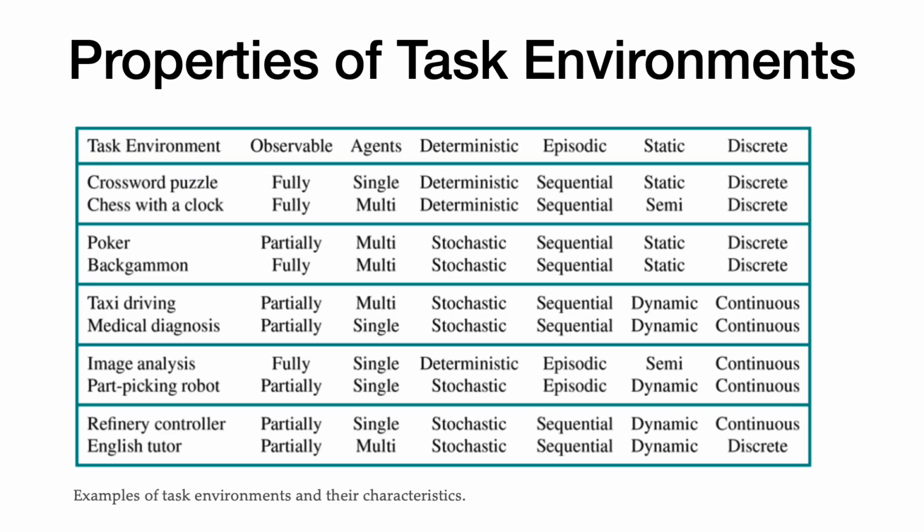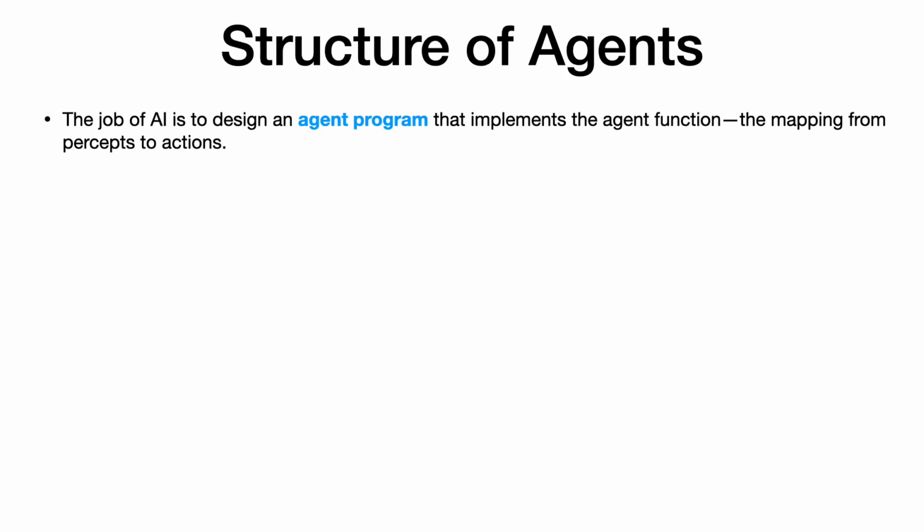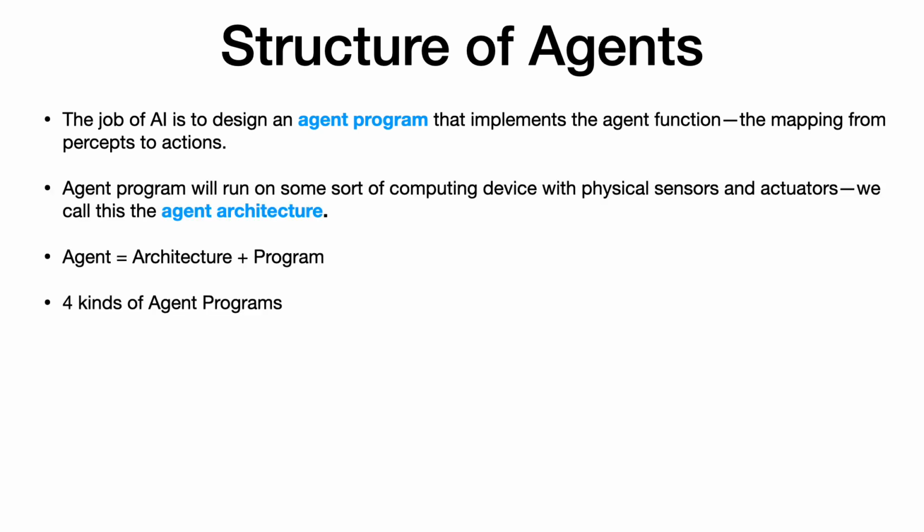There are other examples which come under slightly simpler cases. For example, take chess: it is fully observable, multi-agent, deterministic, sequential, semi-dynamic and discrete. So all these examples fall into various levels of complexity, and we attempt to study different cases. I'll just list out what we are going to study.